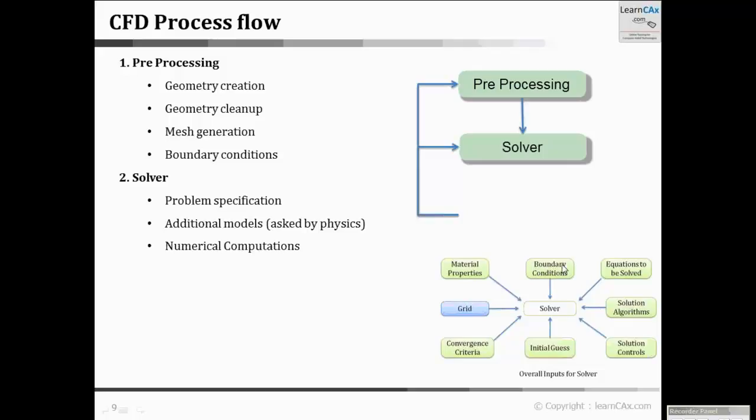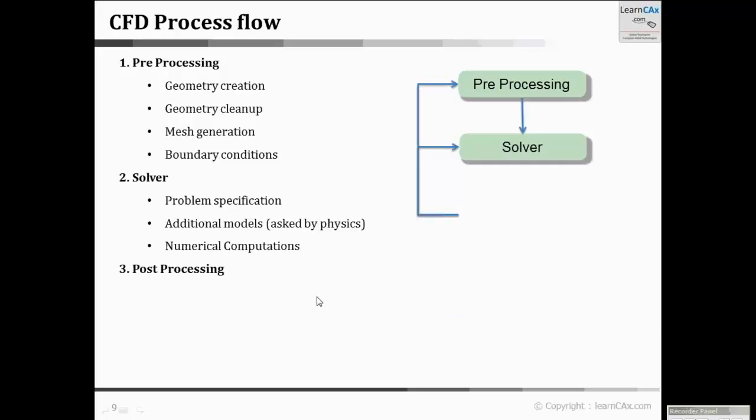To that, we input material properties and boundary conditions to define the physics involved. We input the equations that are needed to be solved. We input the solution algorithms, various mathematical control techniques, and we input the grid, the CAD model along with the grid. All these are used by the solver, and it gives us the result of the mathematical equations within that domain.